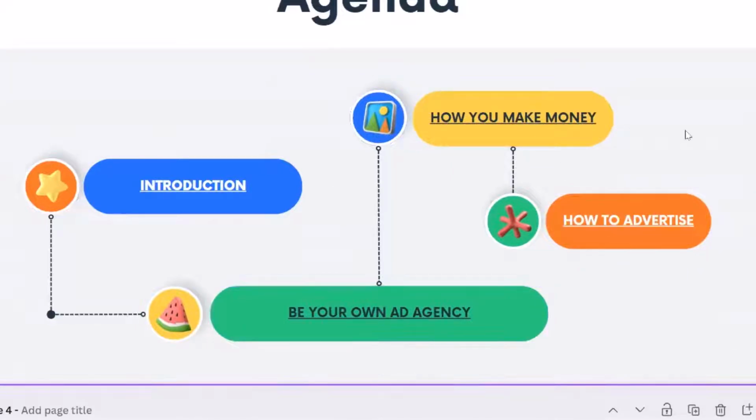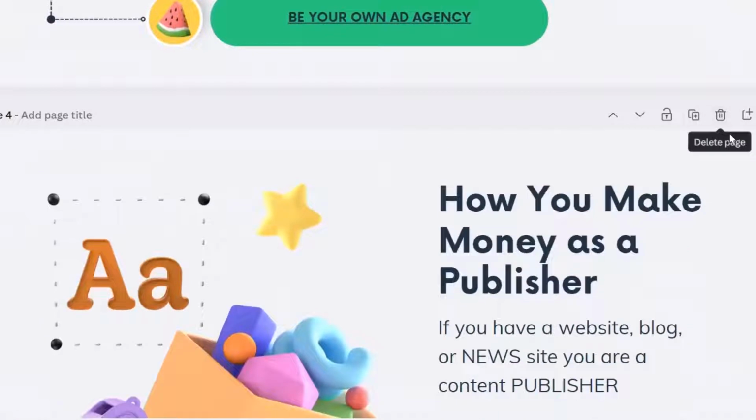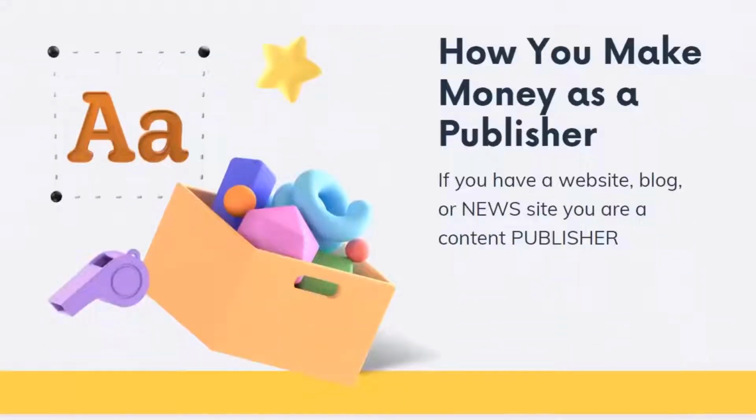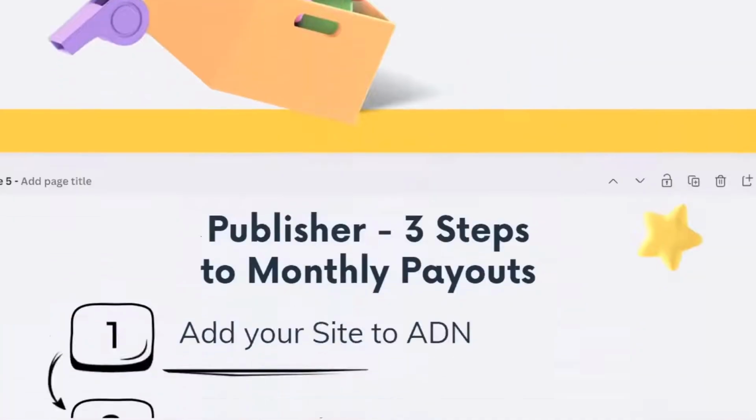So first off, how do you make money as a publisher? If you have a website, a blog, or a news site, or you're any type, you are a content publisher. So keep that in mind. If you have any space on your site where you want to put ads, you are a publisher, okay? And publishers, that's how you make money.